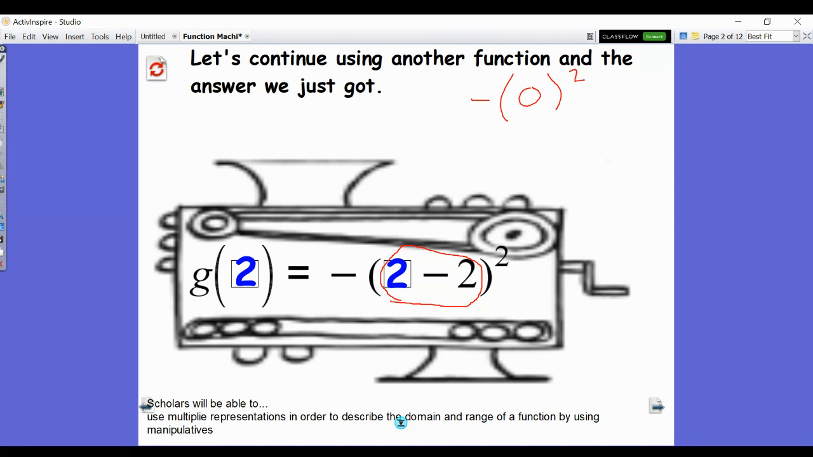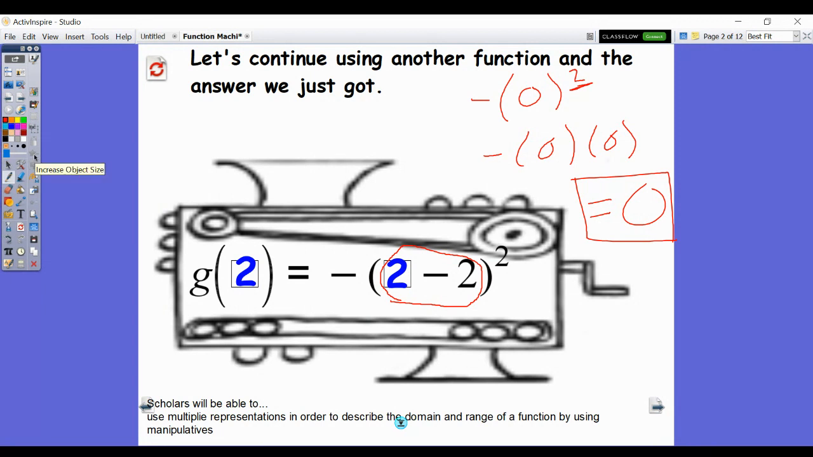Then after I do my parentheses, I have to move to exponents, and I see I've got this exponent right here. That means I need to do 0 times 0, since that's what it really means to be an exponent of 2: you write it out 2 times. And then I'm going to do my multiplication in order from left to right. But honestly, you guys, 0 times anything is always going to just be 0. So that is how you can evaluate a function.